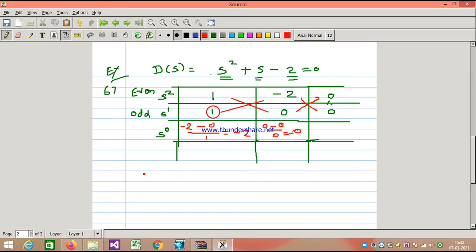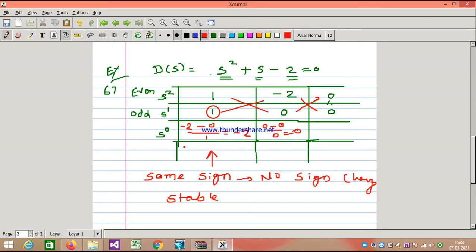There is a simple clue to recognize whether the system or equation is stable or not. The simple clue is just observe the first column. If the coefficients of the first column keep the same sign, that is, there is no sign change, then we call the equation stable.